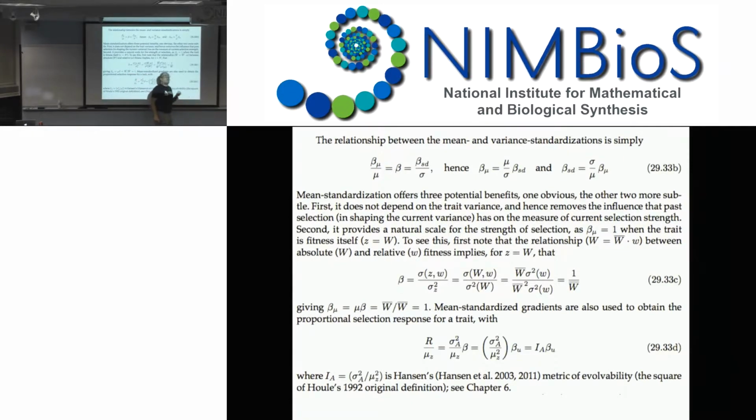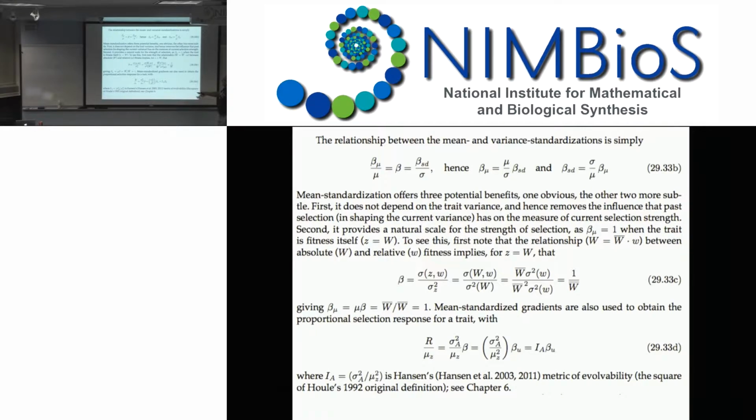So you often ask how strong selection is. If you use mean standardization, you have a natural metric. A beta of 1 says that the trait is as strong as selection. By the way, you can get betas bigger than 1. That simply means you have an extreme increase in fitness in some small area. It's nothing to worry about too much. You can also get it from error in there.